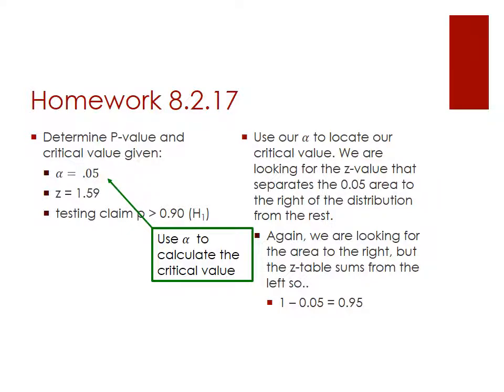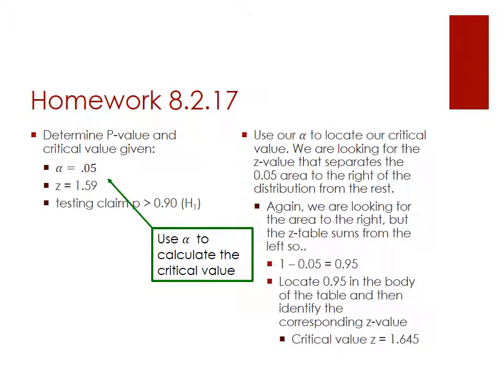So we're going to take that 0.95 and locate it in the body of the table and then identify the corresponding z-value. And in this case, the critical z-value is 1.645.